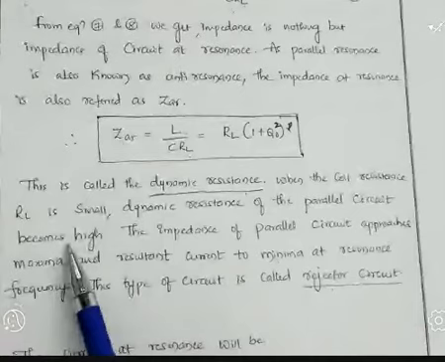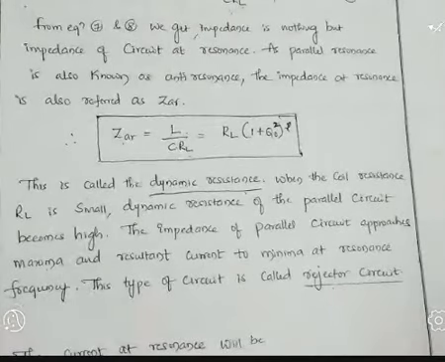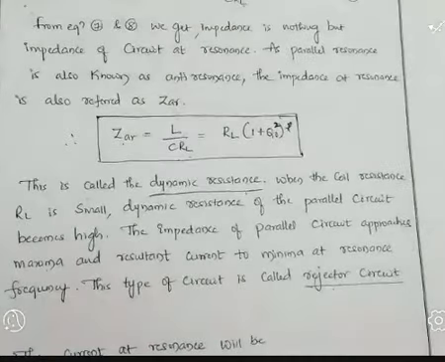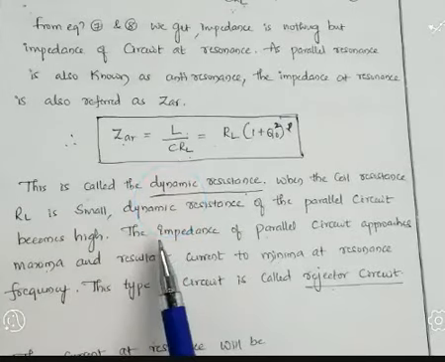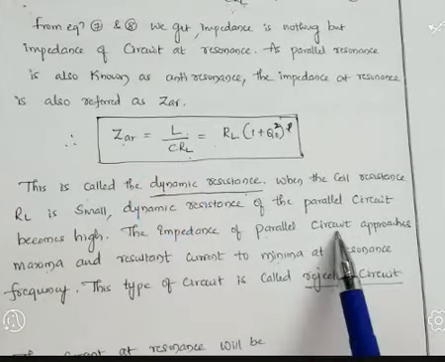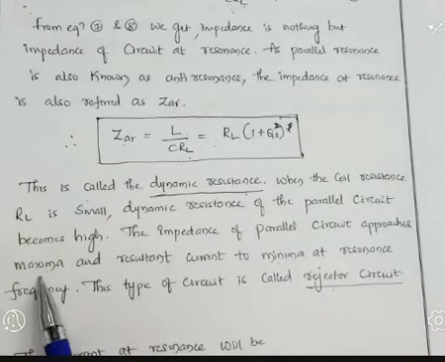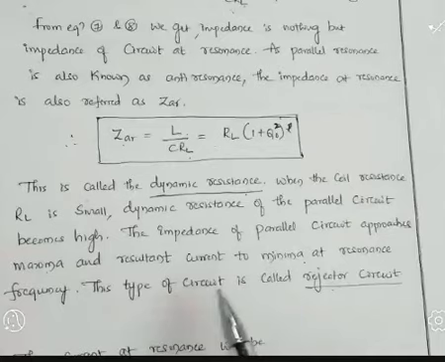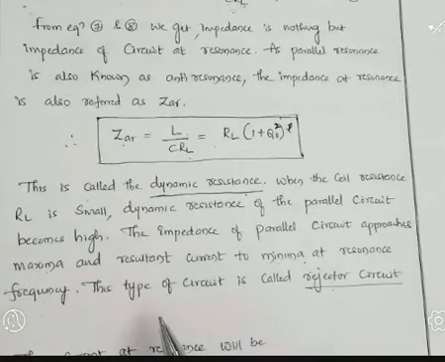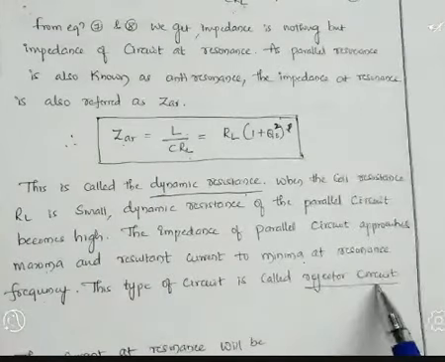So we know impedance and the current are reciprocal of each other, that is, both are inversely proportional. It means that the impedance of the parallel circuit approaches maxima and the resultant current minima at resonant frequency. Because of this reason, this type of circuit is called a rejector circuit. This point you have to remember.